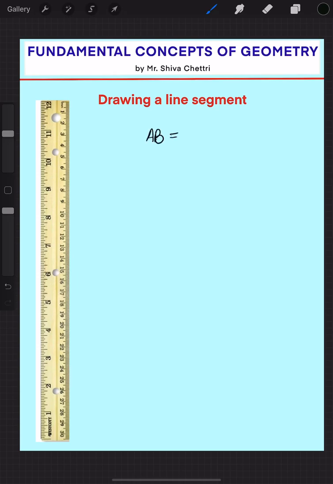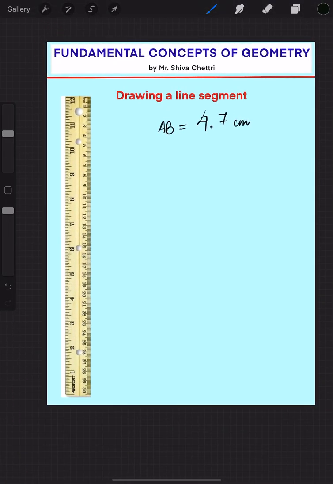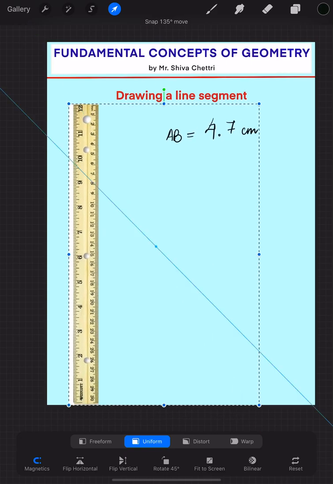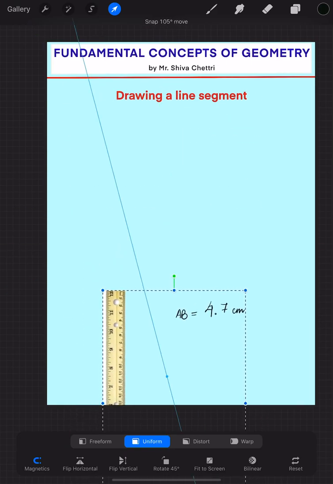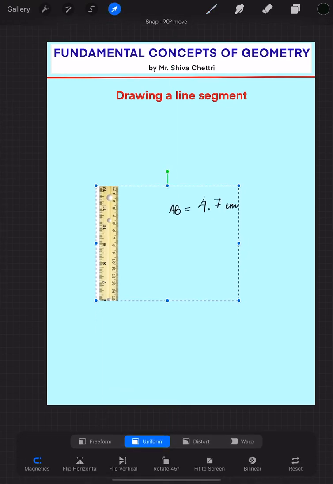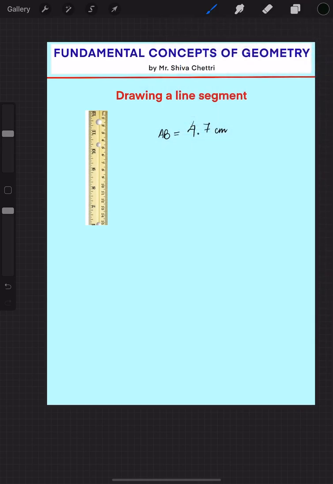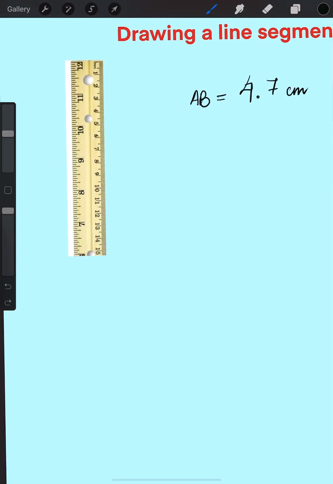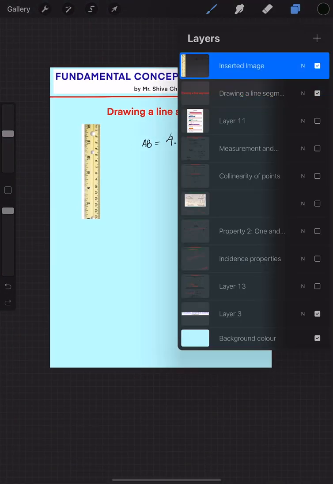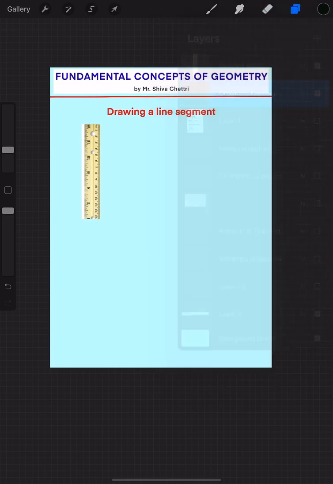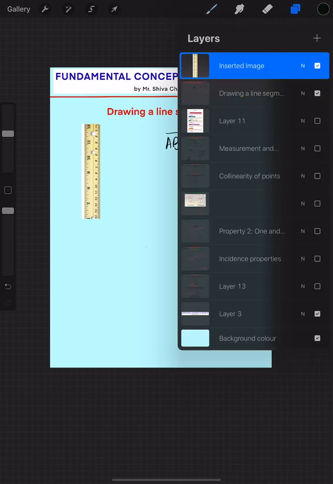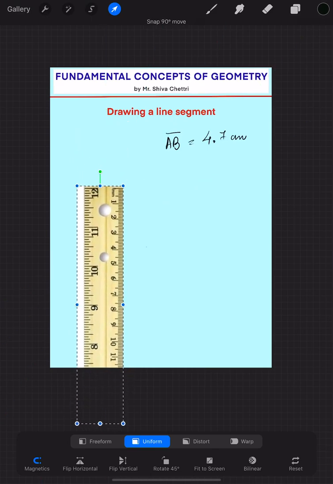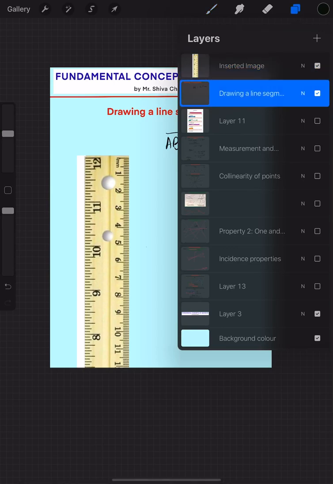Suppose AB equals 4.7 centimeter. Here I take the help of this ruler. So now let me write. I'm making a line segment of 4.7 centimeter, isn't it? So I'll take help of this ruler. First I make one dot.